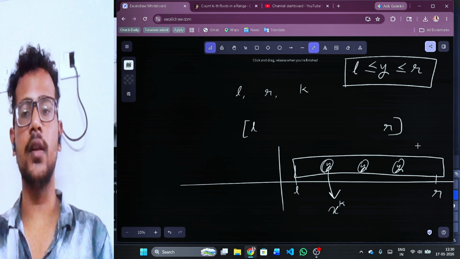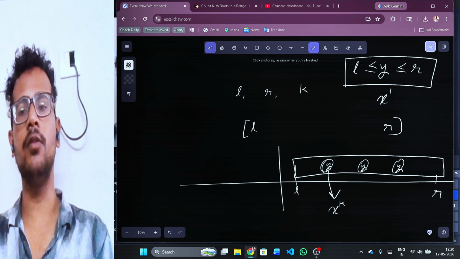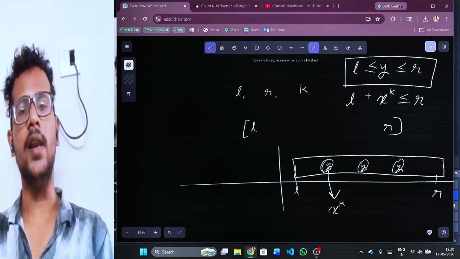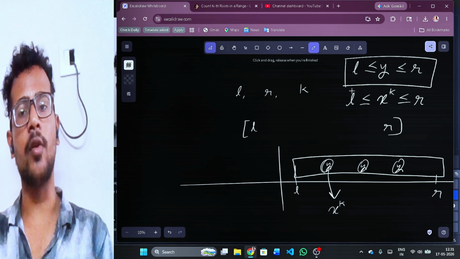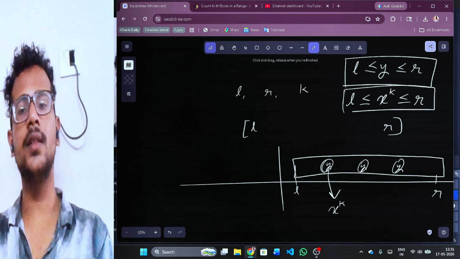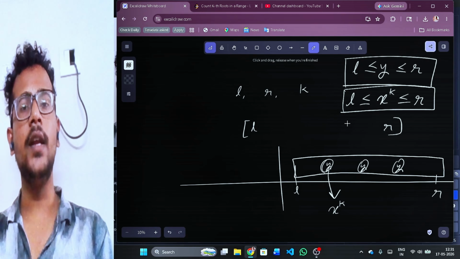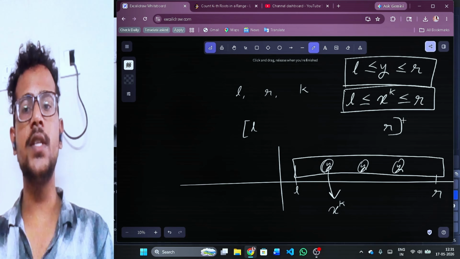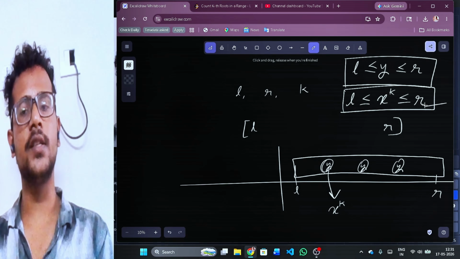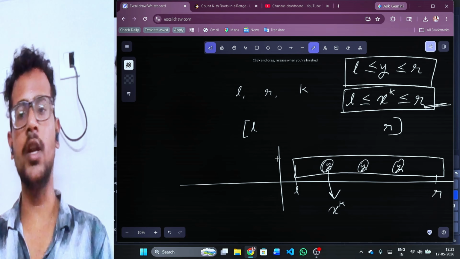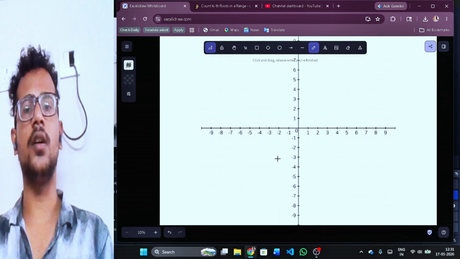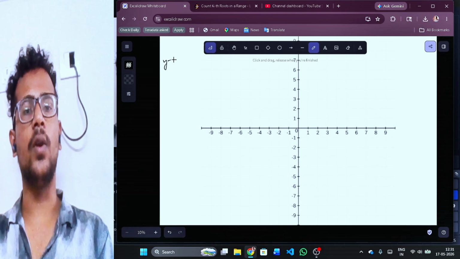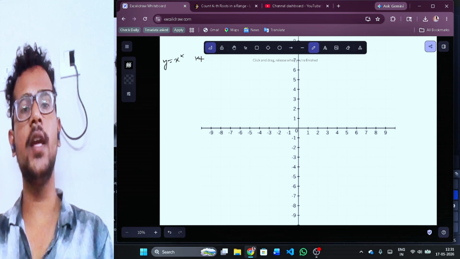And what is this Y? Y is nothing but X power K, which is less than or equal to R, and L is less than or equal to X power K. So they both are the same things. I need to know what are those integers. But let me tell you how the graph looks for Y is equal to X power K.